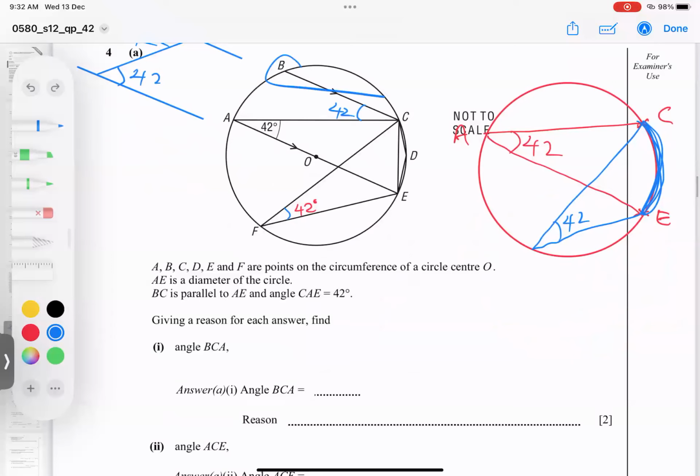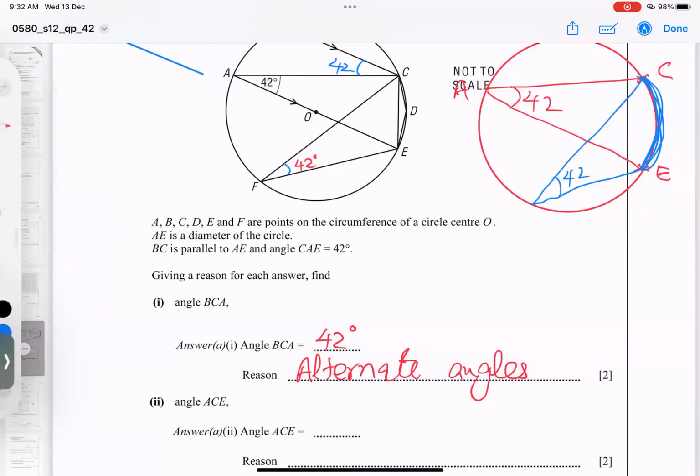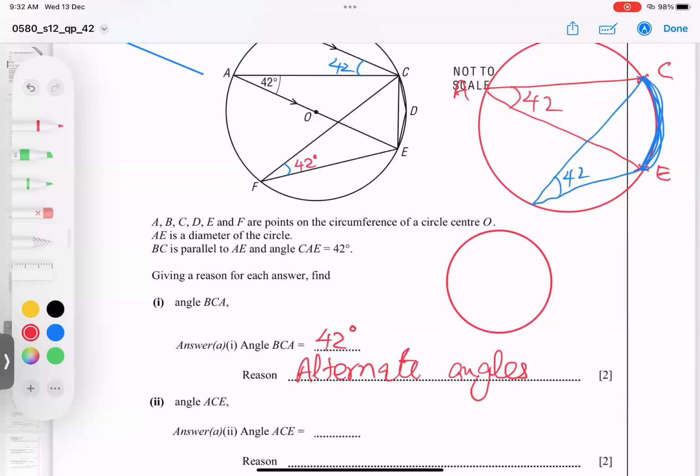And this angle BCA he is asking about here, I can write directly 42 degrees, reason alternate angles. There is one other property, the alternate segment theorem. In that property, students, the tangent is important, and this angle equals that angle, and this angle equals that angle. This is called the alternate segment theorem. This is something else and that is something else, so don't mix them. Make sure they are different from each other.